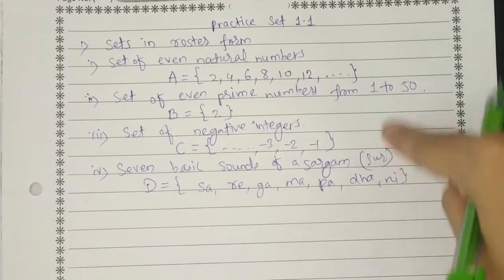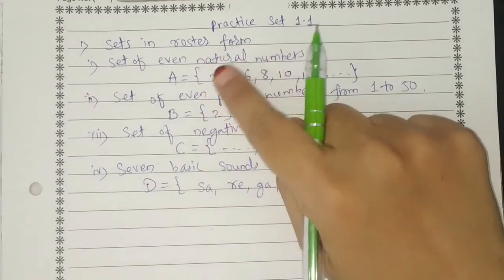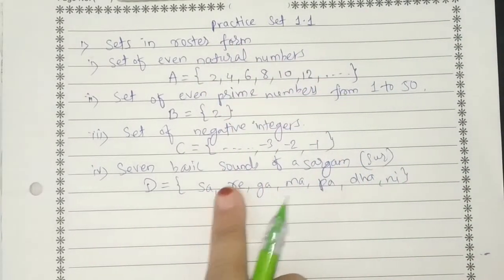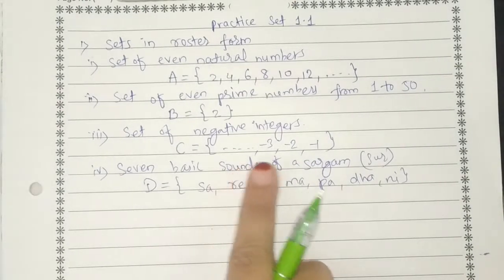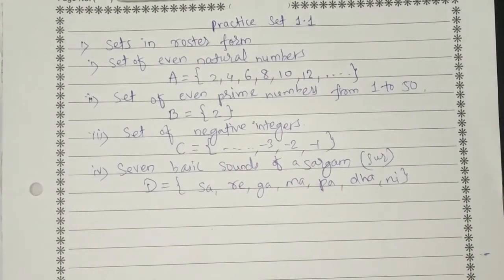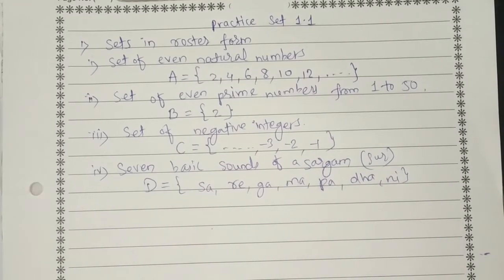So dear students, we have written these sets in a roster form, which gives the listing of all the elements in a curly bracket separated by commas. And if the elements are repeated, we will omit that and write the repeated element only once.